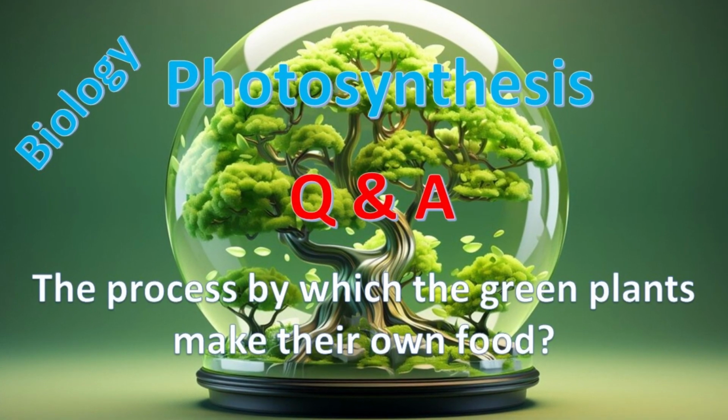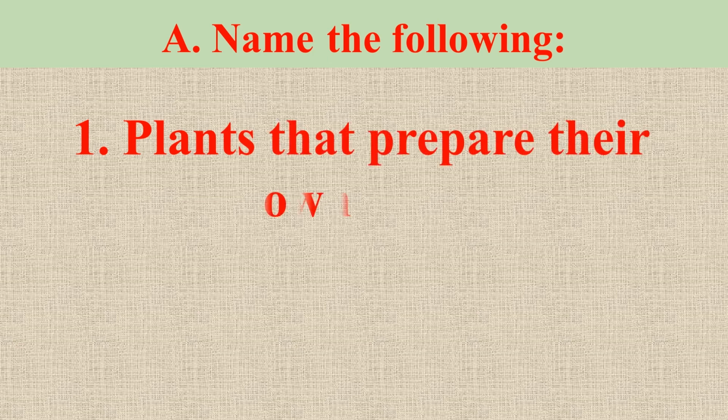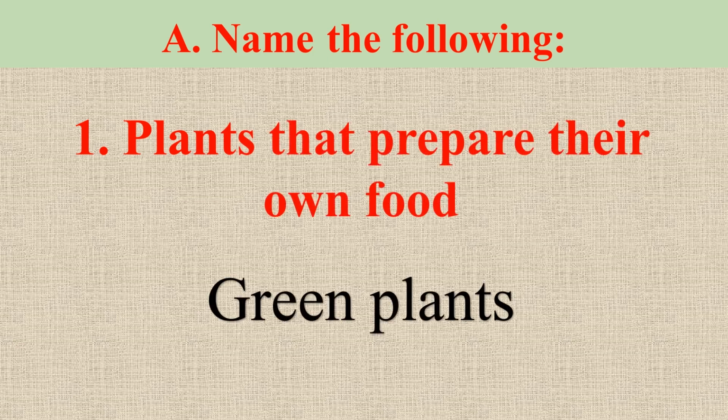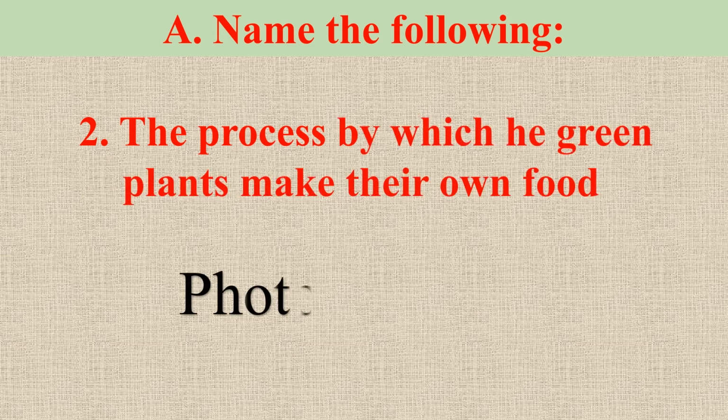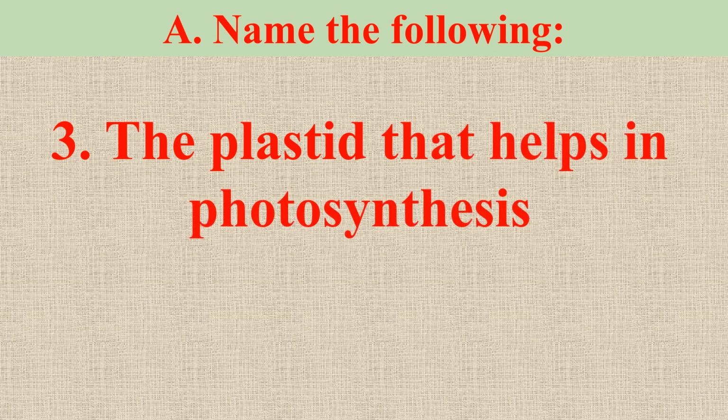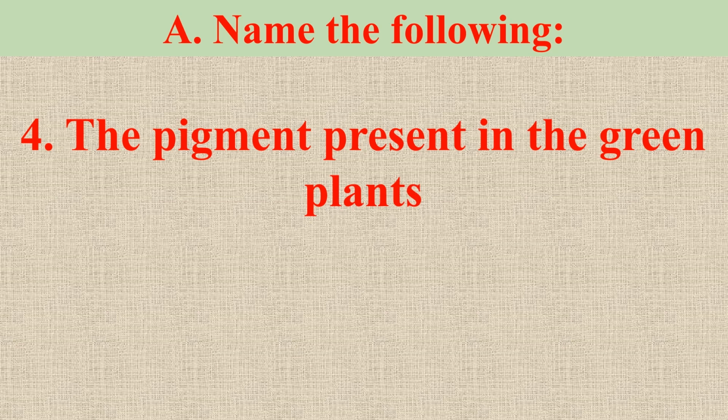Photosynthesis. Question and answer. Name the following. Plants that prepare their own food. Green plants. The process by which green plants make their own food. Photosynthesis. The plastid that helps in photosynthesis. Chloroplast.